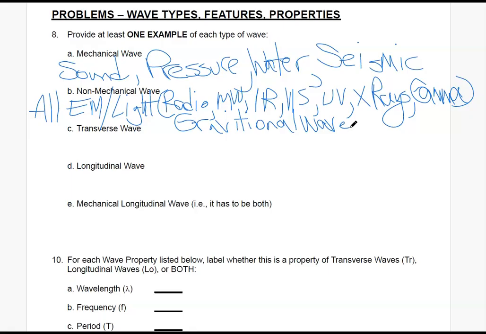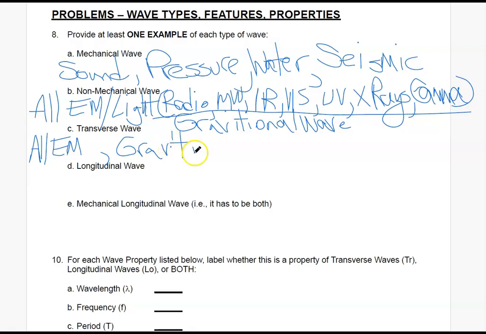Transverse waves. Well, it turns out that all EM waves and all gravitational waves are transverse waves as well. So we can put all EM or light, and you could name any one of these specific types. That would still be a reasonable example. All EM waves and gravitational waves, those are all transverse waves. But there are some other mechanical waves that are also transverse waves.